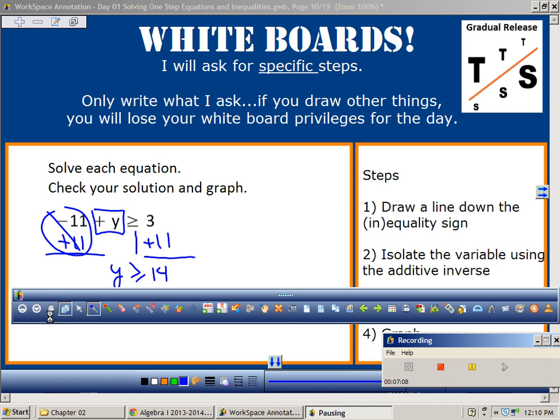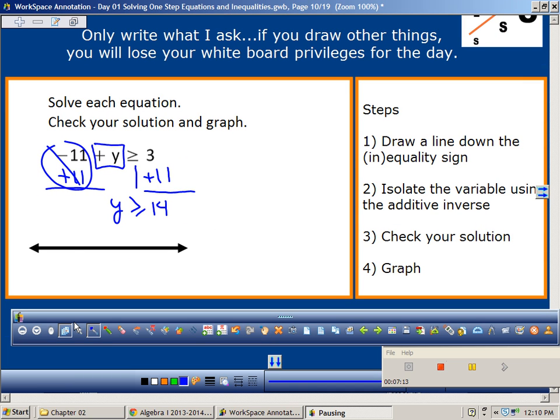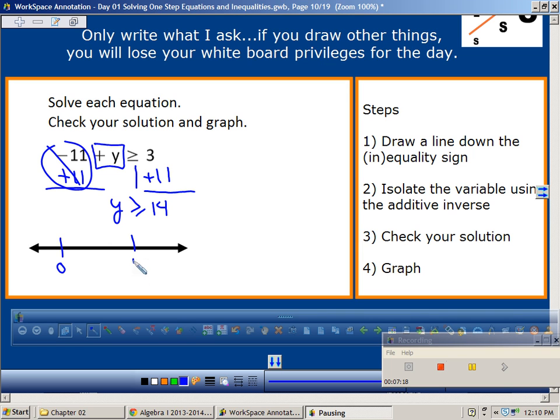Okay, so you guys are doing a fantastic job. Fantastic. So you should have labeled somehow, if this is 0 and this is 14, I needed a closed circle, and I need to go up and to the right, to the greater direction, the positive direction.